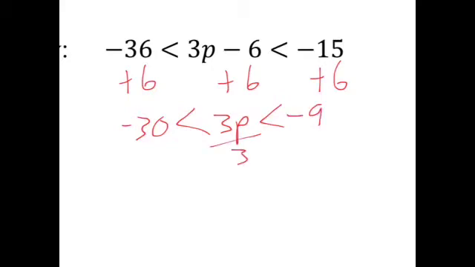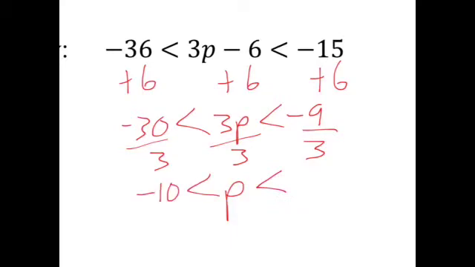And now I'm going to divide all sides by 3 to get p in the middle. And since I divide by positive, those are going to stay the same on the inequalities. And then on the left side, I'm looking at -10. -9 divided by 3 is going to be just -3. And there's my final answer for that inequality.